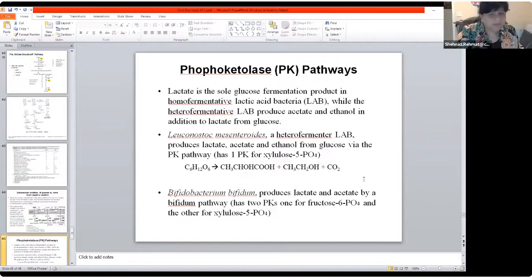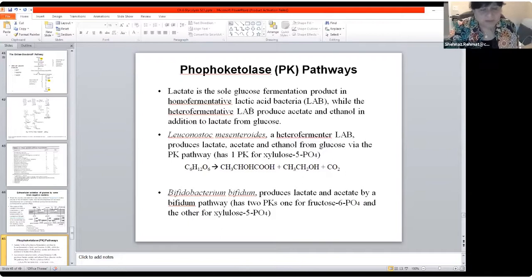We go to the last pathway that we have to describe really quickly now, which is the phosphoketolase pathway. We call it the PK pathway. This is normally found in very special bacteria, which are gram-positive. Lactate is the sole glucose fermentation product in the homofermentative lactic acid bacteria. There's a group of bacteria we call lactic acid bacteria. These lactic acid bacteria convert your glucose to lactic acid as their product.